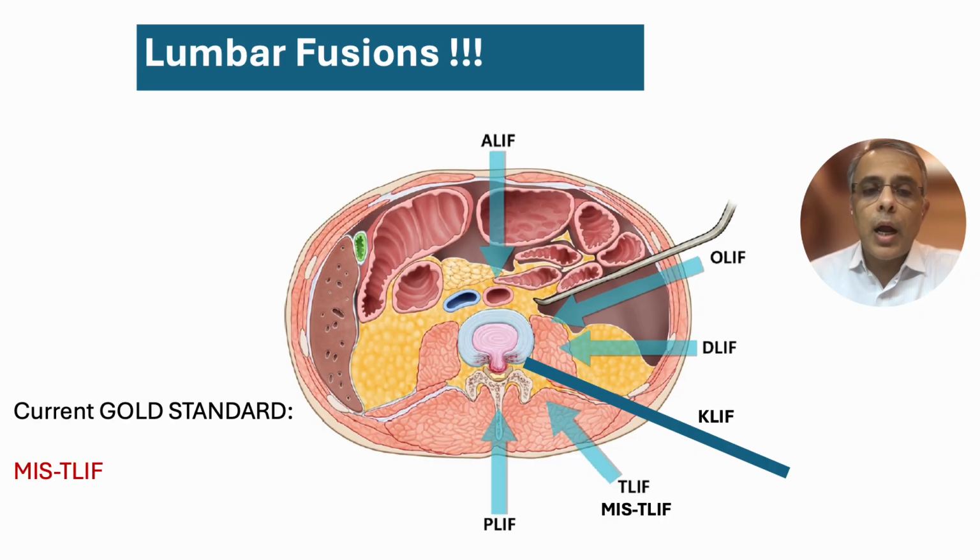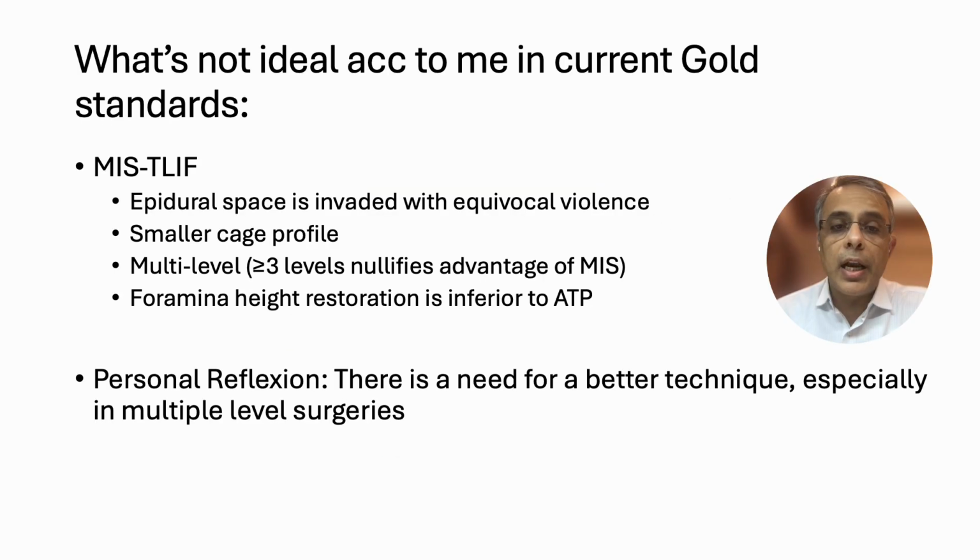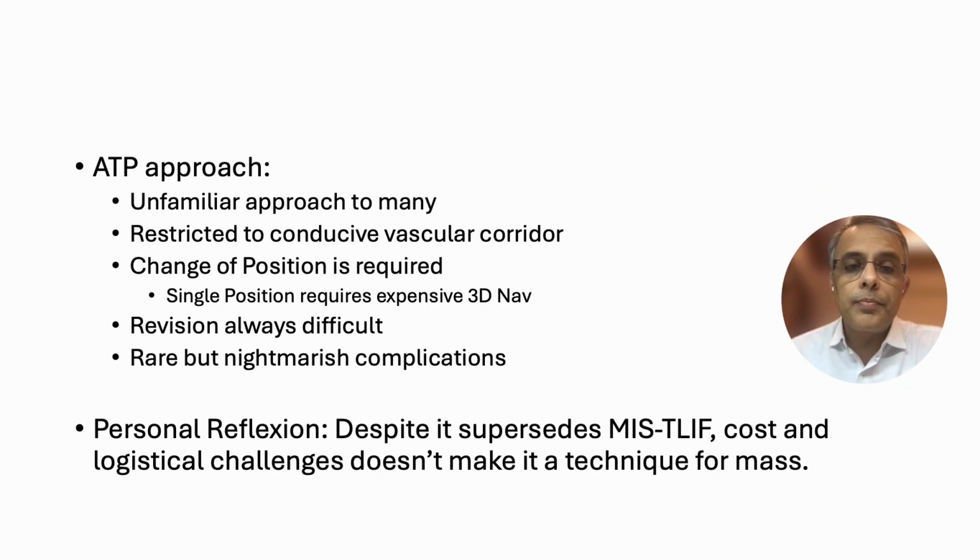Now, so far, the current gold standard is MIS TLIF. So what's not ideal according to me in this current gold standard? If we look at MIS TLIF, it does invade the epidural space with equivalent violence as if we are doing an open TLIF. It uses a smaller cage profile, and when it goes more than 3 levels, the studies have demonstrated that MIS TLIF loses its advantage. The foraminal height restoration is much inferior to DLIF or ATP, that is OLIF approaches. So when you reflect, there is a need for a better technique, especially in multi-level surgeries.